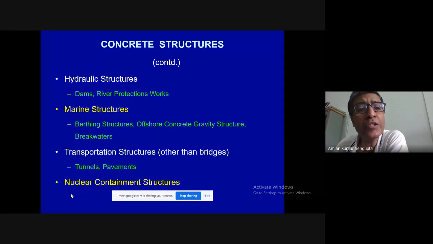There can also be hydraulic structures like dams, marine structures like berthing structures and offshore structures, transportation structures like tunnels and concrete pavements. There can be very special structures like nuclear containment structures.